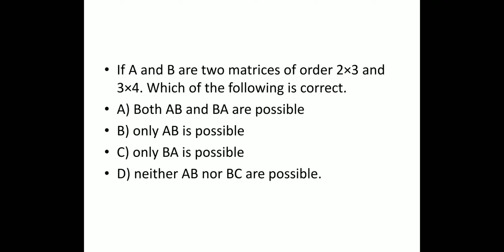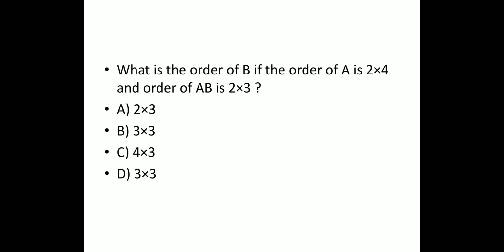Option B is correct. One more question depending upon the order of the product matrix. What is the order of B, if the order of A is 2 by 4 and the order of AB is 2 by 3? The product matrix has order 2 by 3, which means the number of rows of A is 2, which is already given, but the number of columns of B will be 3. So if I want to find the order of B, one thing we can decide is that the number of columns of B is 3.